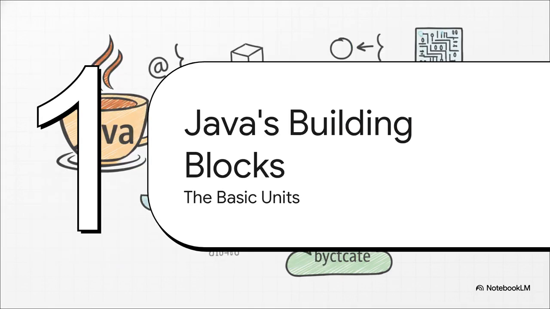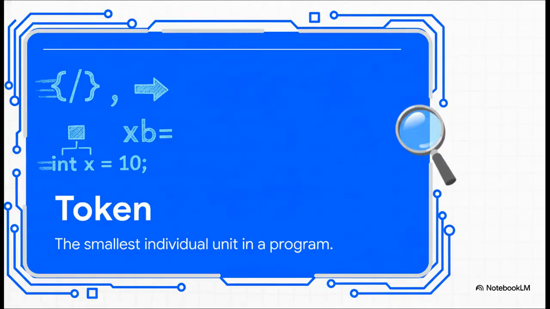Okay, so first things first. What is a Java program even made of? If we could zoom all the way in, what are the smallest, most fundamental pieces we'd actually find? Well, just like a sentence you'd read is made up of words and spaces and punctuation, a line of Java code is made up of things called tokens. These are the absolute smallest, meaningful units that the computer can actually understand.